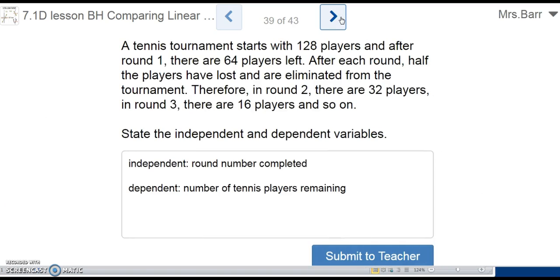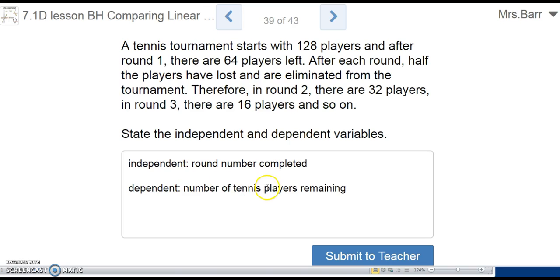Wonderful. So when we're taking a look at our tennis tournament, we start with 128 players, and after round 1, there's 64 players left. Because it's really important to talk about after a round how many players there are left. So the independent is round number completed, and dependent is number of tennis players remaining after that round. And this is really important because at round 1, there's not 128 players. After round 1, there's 64 players. So we have to be really specific here.